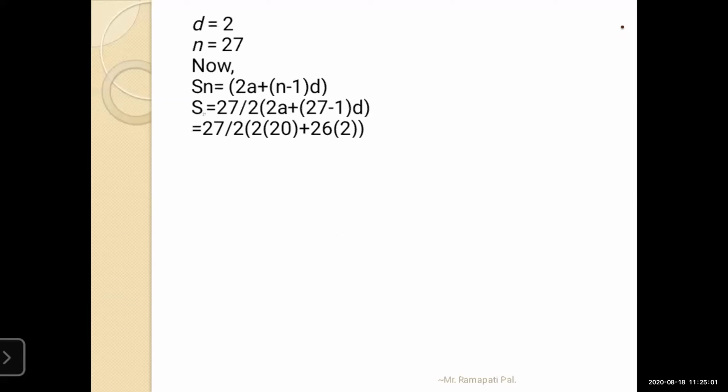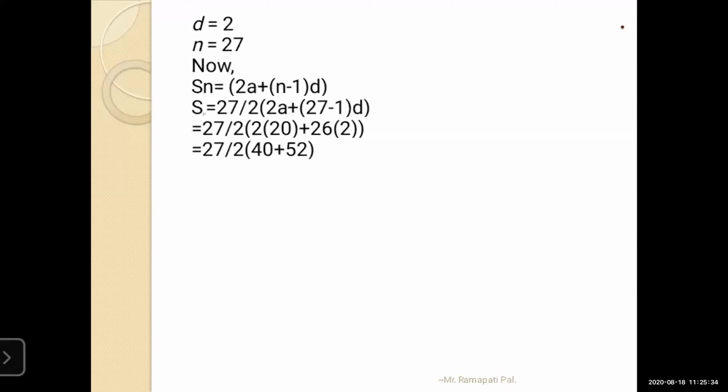So 27 upon 2, 2A. We know what A is. A is 20. So 2 into 20, that is 40. 27 minus 1 is 26. And we know D. D is 2. So 26 into 2 is what? 52. Correct. So 27 upon 2, in the bracket, 40 plus 52. 40 plus 52 is what? 92.